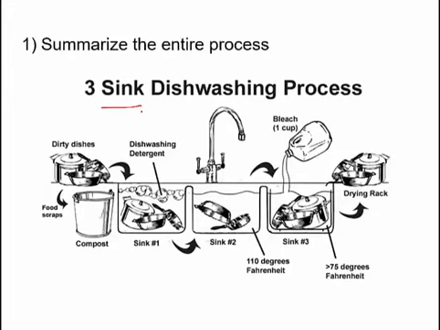So we see the stages moving from left to right. It starts over here with these dirty dishes and it ends way over at the right with the drying rack and all these stages in between. So for your overview paragraph, you need to be able to describe what you see here and generally what's going on from beginning to end in this process.